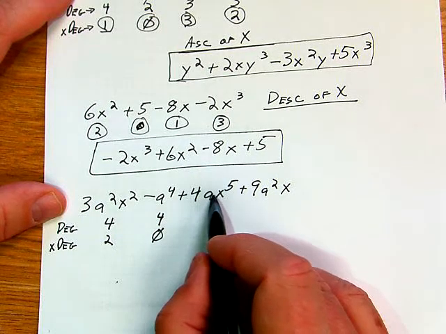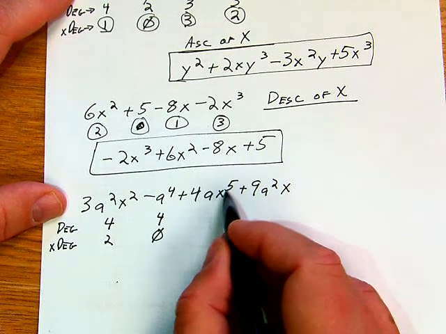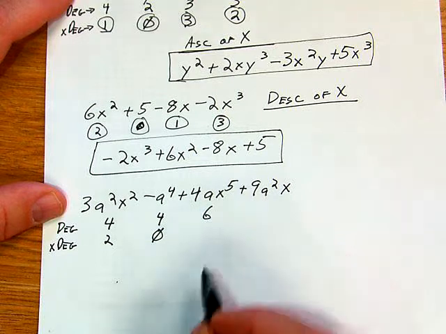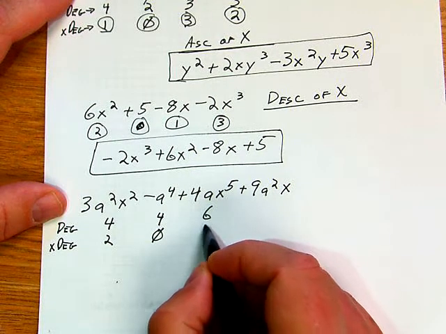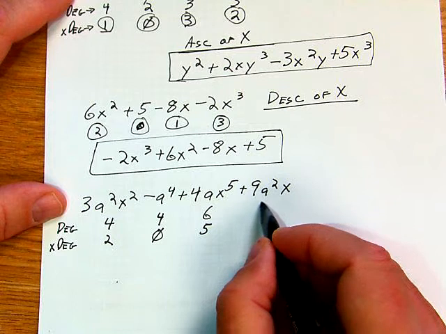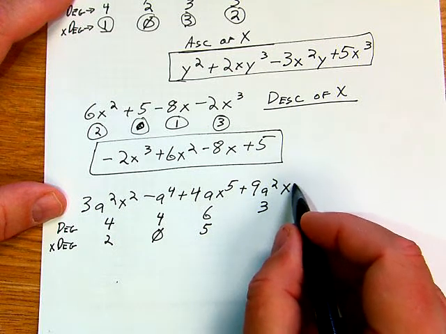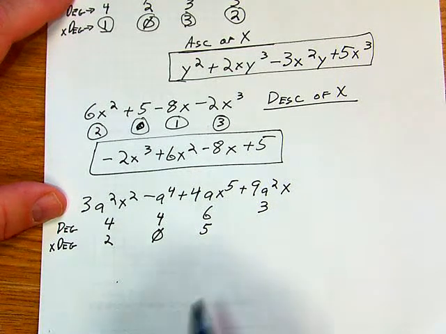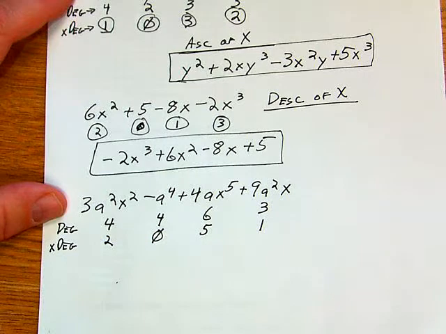This guy has a total degree of 1 from the a and 5, so 1 plus 5 is 6. But all 5 of them come from the x. And the last one has a total degree of 3, 1, 2, and the exponent for x is 1, and 2 plus 1 is 3, but only one of them comes from the x.